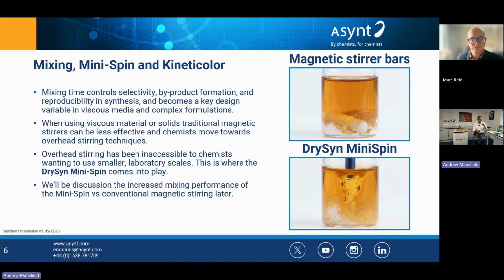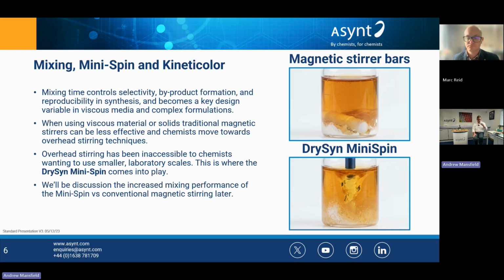So where viscosity matters and where we have solids that might be damaged by magnetic stirrers, and I'm going to be talking about the DrySyn MiniSpin just briefly, but magnetic stirring still has a place within our chemistry, and as we've seen, elevated temperatures reduce that differential between different mixing methods. So increased temperature reduces viscosity.